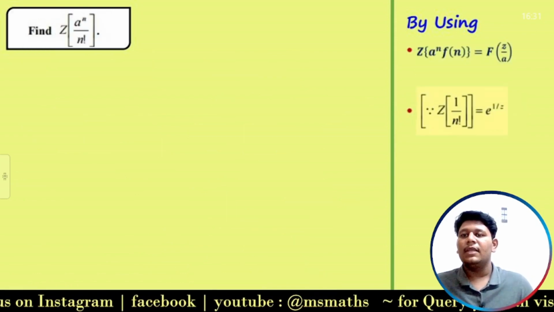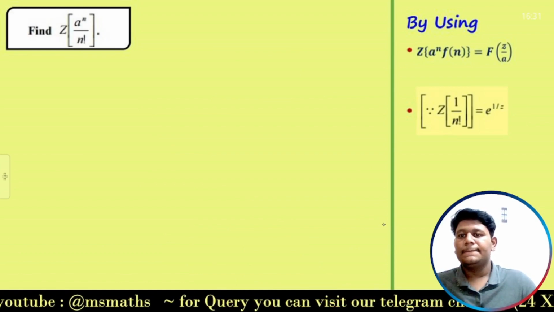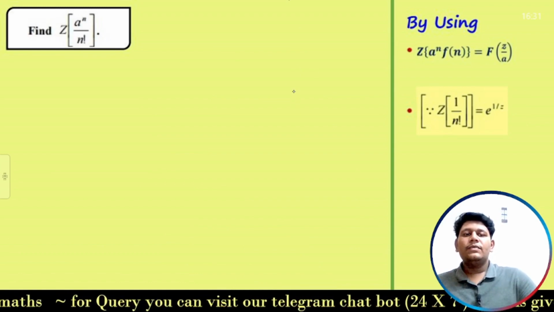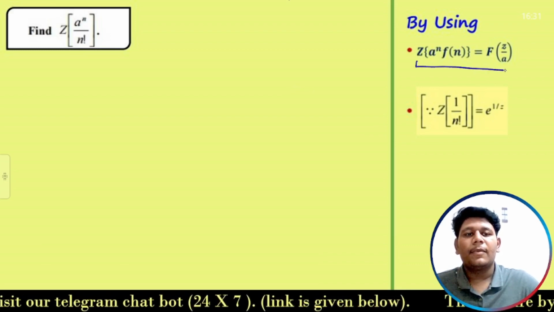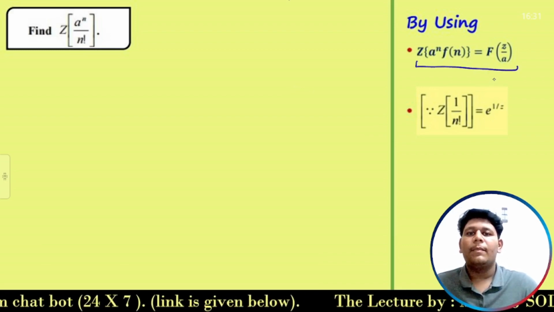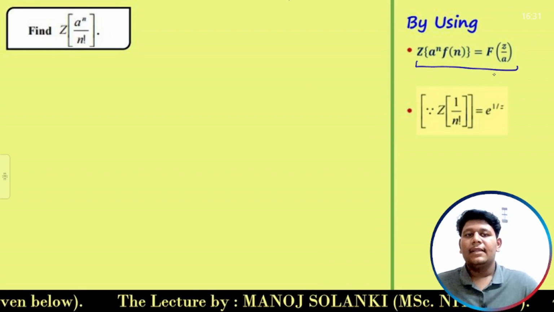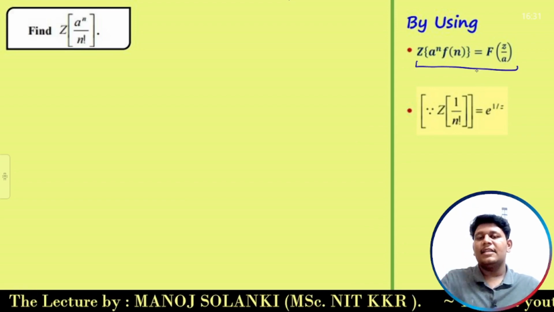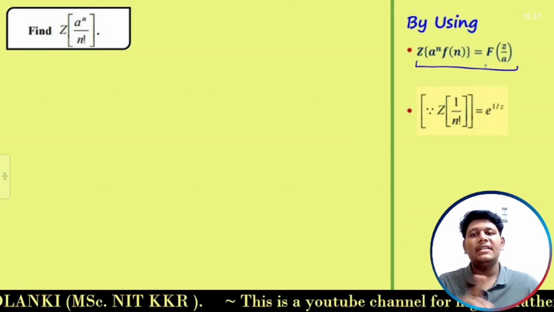Now come to the next question. Here we are going to use a property known as the damping property. If you have a function f(n) and a to the power n is multiplied, then in the z transformation of that function, you have to put a divided into z.